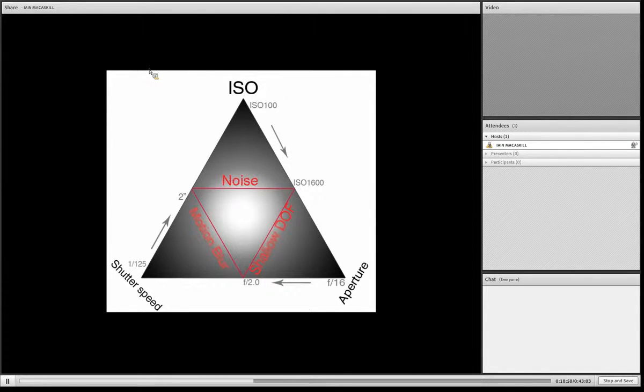So the reason I'm mentioning these is you can't really talk about shutter speed or ISO or aperture by themselves. They all have to work in conjunction like this.